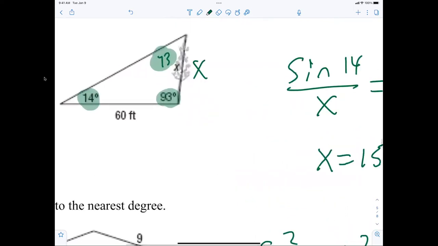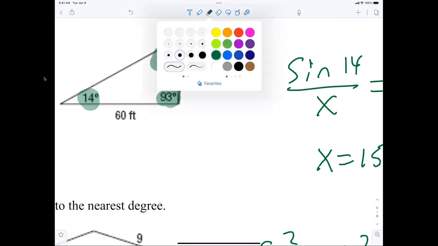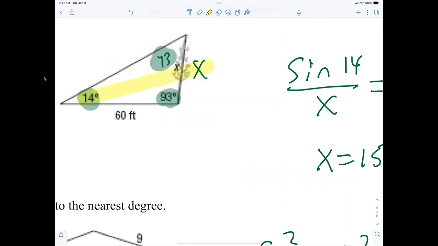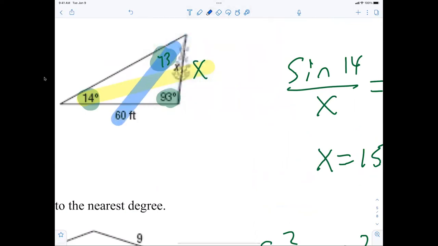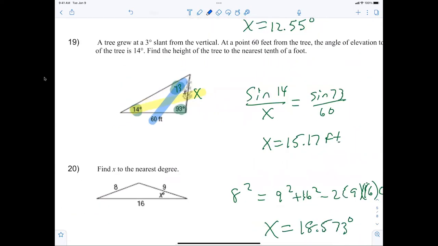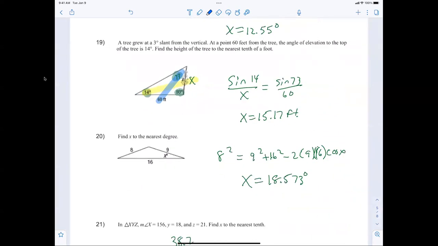And what do you know? You needed it, right? 14 goes with x. 73 goes with 60. That's just law of sines. The picture is drawn for you. Everybody's good with that? Okay, now I keep saying everybody's good, so it seems as though you're setting it up. Now is the problem solving it from when you set it up? That's something else you can ask me now. Anybody have any issues with setting it up? Proportion, cross multiply, divide. Everybody's good?